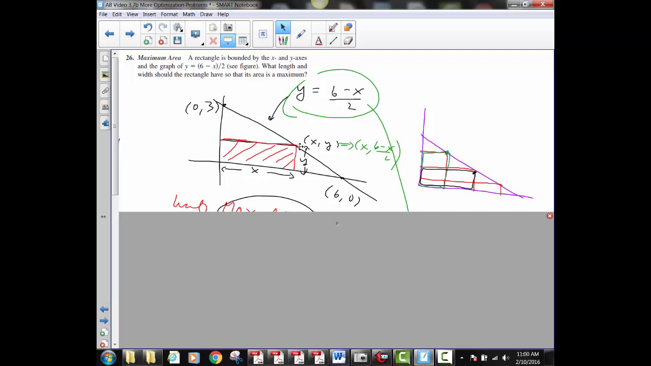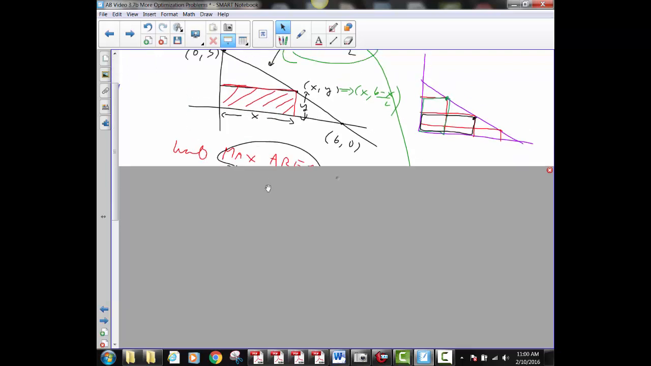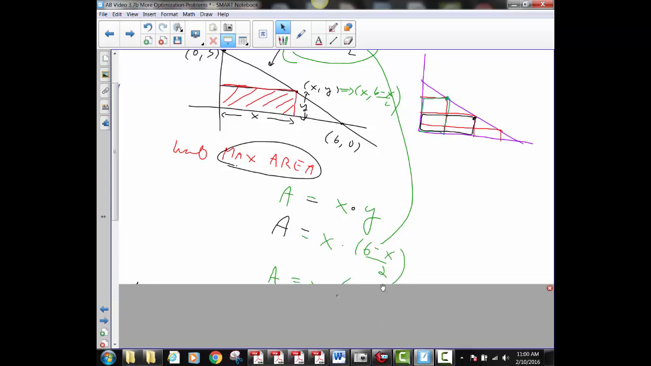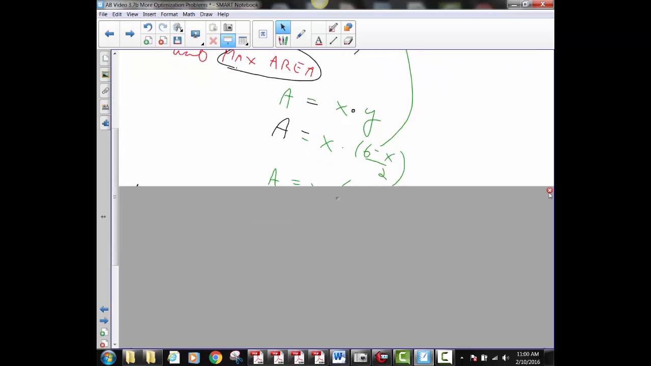So I'm just going to pick an arbitrary point (x, y) on the curve. Keep in mind that the y coordinate is (6 minus x) all over 2. So this rectangle that's formed would be a rectangle with length x and height y. They want the area of the rectangle to be a maximum, so we want to maximize the area. The area of that rectangle is x times y, too many variables, which is why I'm going to replace y by (6 minus x) over 2.